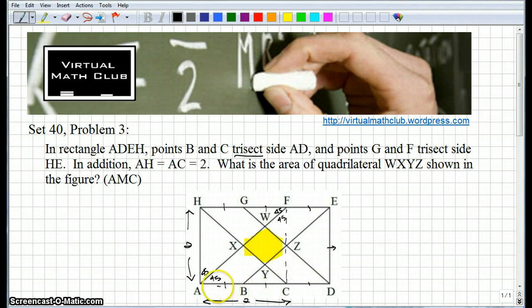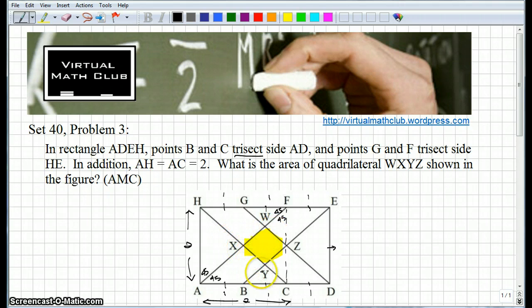The other thing we could figure out is that since all of these segments are congruent, and this is 2 of them, then this segment has to be 1. CD is 1, right? Because AC is 2, made up of 2 congruent segments, so each one of these is 1. So CD also has to be 1. And the same across the top. These are all 1.